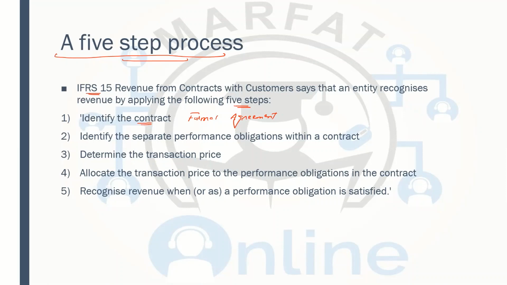When we say formal agreement, that means the rights of each party are identified. It is probable that the revenue will flow to the entity. The transaction has commercial substance. There has been a discussion on the price. So identify the contract: a formal, legally binding agreement. This is the first step. There should be a formal agreement between the two parties.